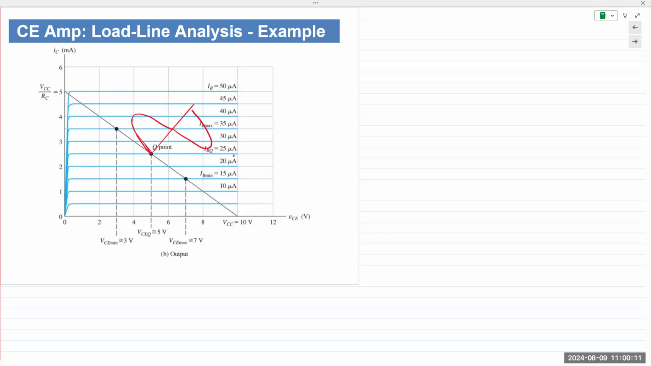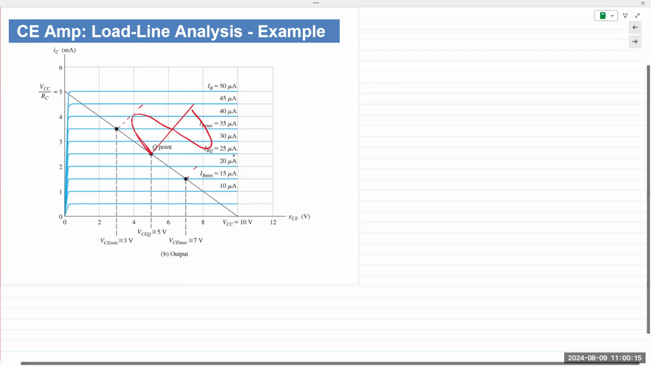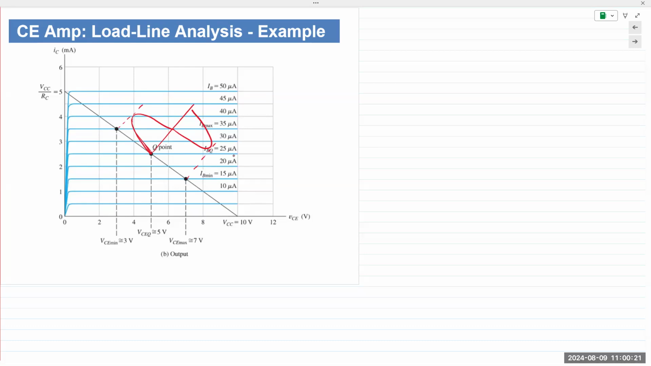Anyway, so that's my input, right? My input is varying between these two lines, 15 to 35. That's my input. Remember, V in of T was the voltage given to us as 0.4. We took that input voltage, V in of T, and we determined what is the input current going into the transistor.